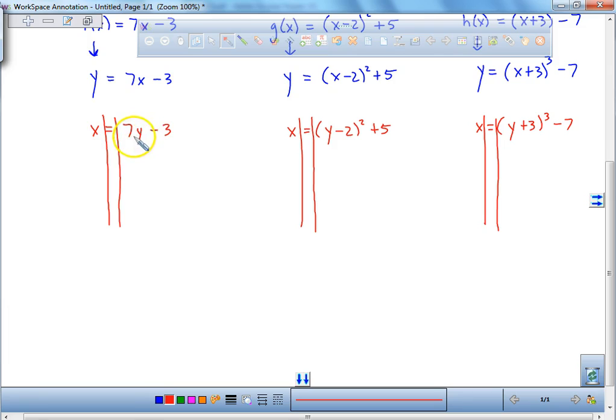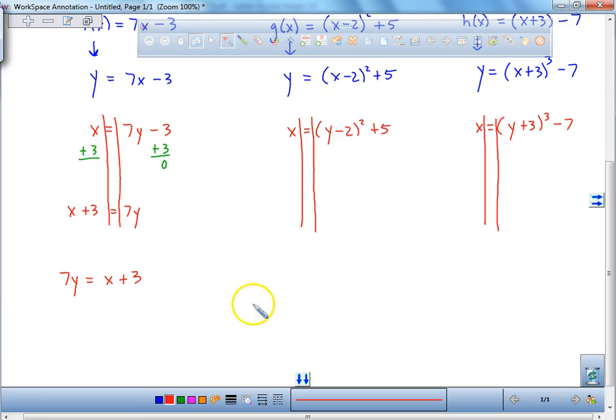So if I'm solving for y, what would I have to do? I got to get rid of this negative 3. So what am I going to do to both sides? I'm going to add a 3 to this side. I'm going to add a 3 to this side. Now, you can't combine those because those are not like terms. We're just going to leave it as x plus 3 equals 7y. So I'm going to rewrite it right here. 7y equals x plus 3.